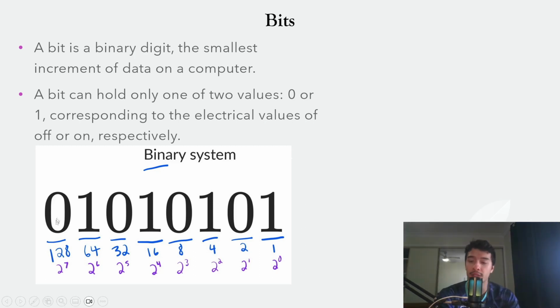But as you can see here, 0, 1, 0, 1, 0, 1, 0, 1. This is just how computers represent information, and it also corresponds with subnet masks and all these different things, which we'll be going into shortly. But bits are just zeros and ones, and they correspond to an electrical value, on or off, represented in electrical impulses.